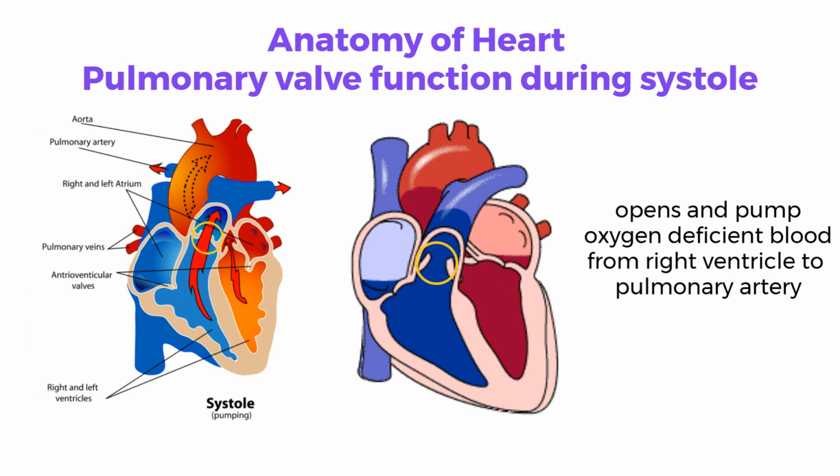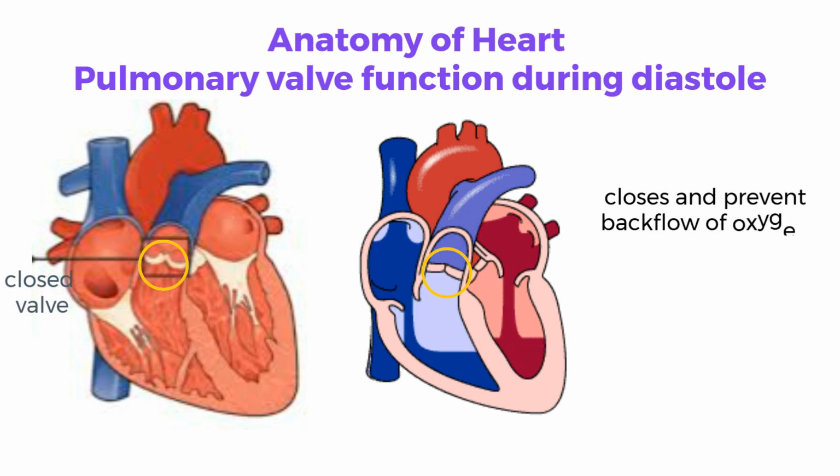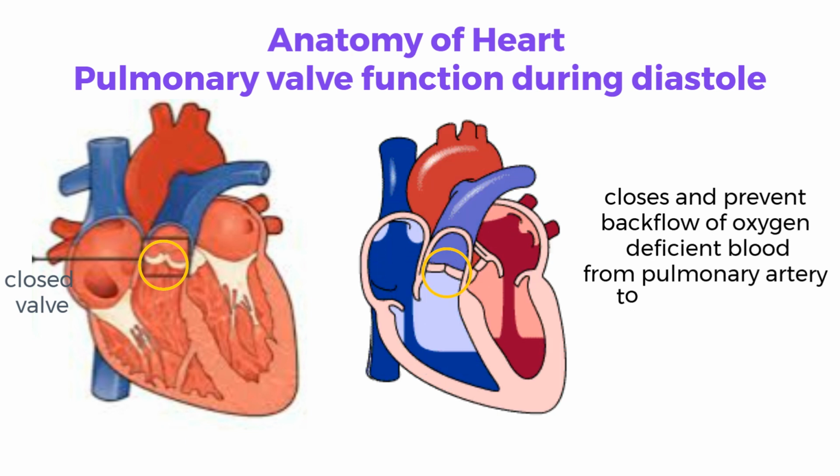systole or contraction of the heart, which is clearly seen in the diagram highlighted with a circle between the right ventricle and pulmonary artery. The pulmonary valve closes during diastole or relaxation of the heart and prevents the backflow of blood from the pulmonary artery to the right ventricle, marked with a circle to show the closed pulmonary valve.